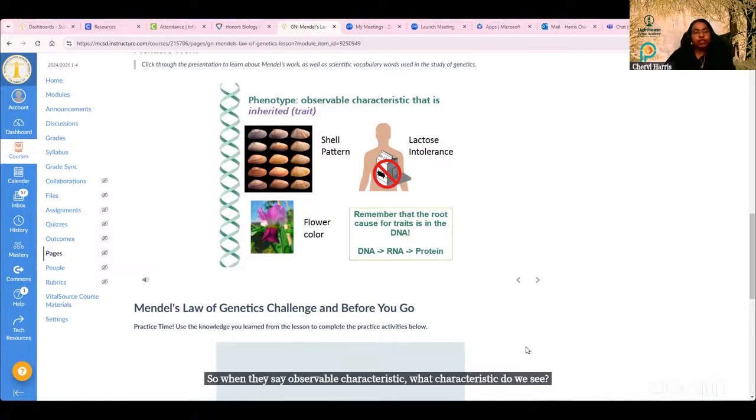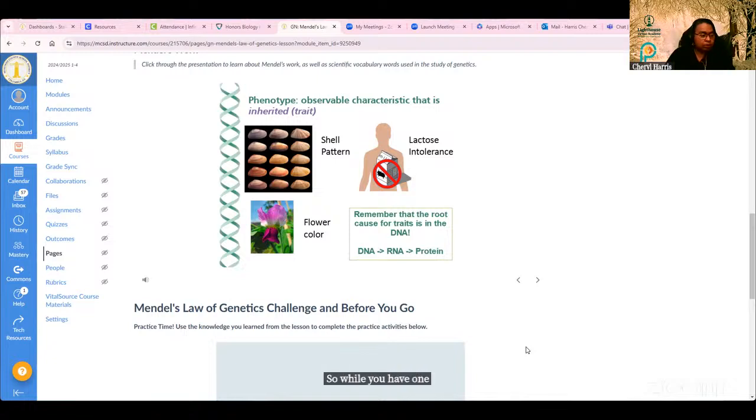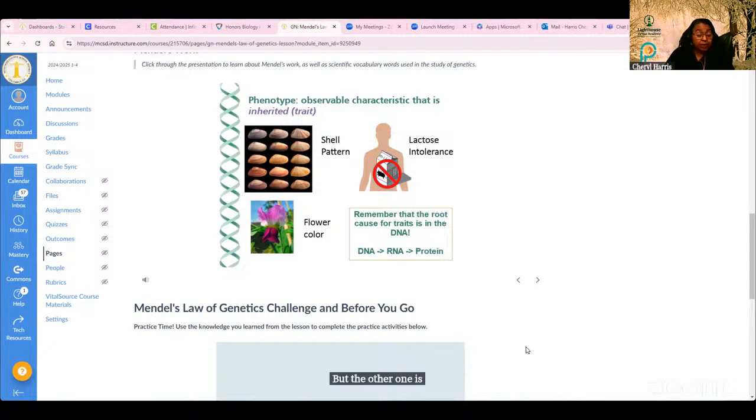In your genes, we're going to see that we have one from mom and one from dad, but they both don't show up. So while you have one gene from mom and one from dad, you tend to look like one or the other, but the other one is still there. So what you look like, or what is expressed, is your phenotype. Make sure you write that vocabulary word down and have an understanding.